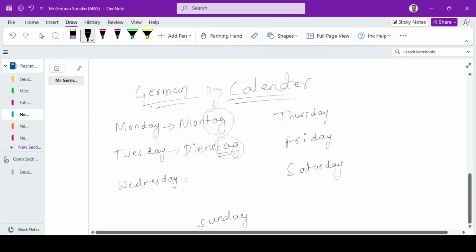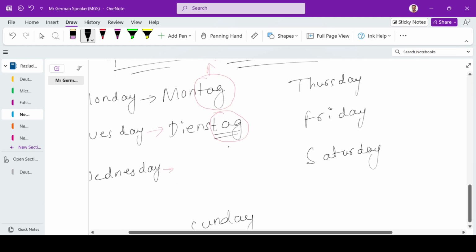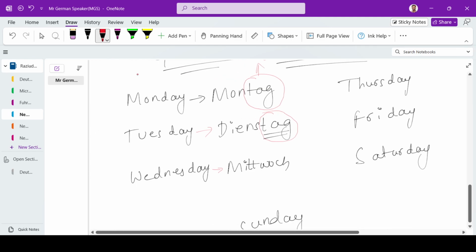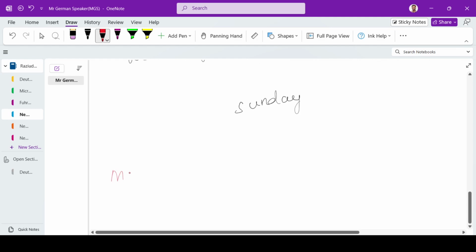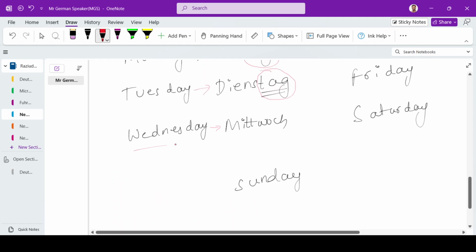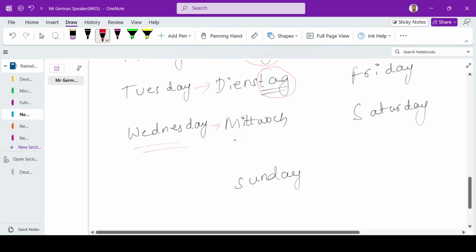Then for Wednesday, Tag, as I said, will always be common, right? But for Wednesday, it's slightly different. Wednesday is Mittwoch. And why is it not Tag? Why didn't you say Mittag? Because if I say Mittag, it will become afternoon. In German, Mittag is like afternoon. So if you want to say Wednesday, don't say Mittag. You have to say Mittwoch.